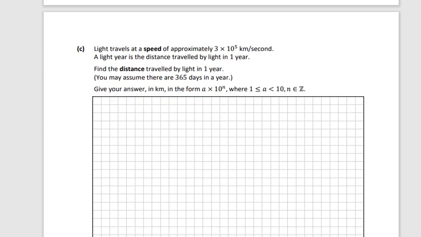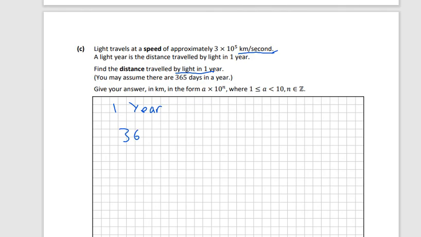So right, this one. Find the distance traveled by light in 1 year. They have the speed in kilometers per second. So year is in years, obviously. So we want to change 1 year into seconds.